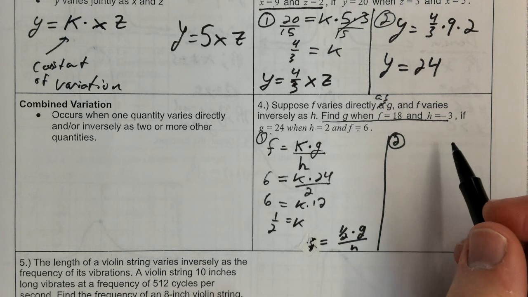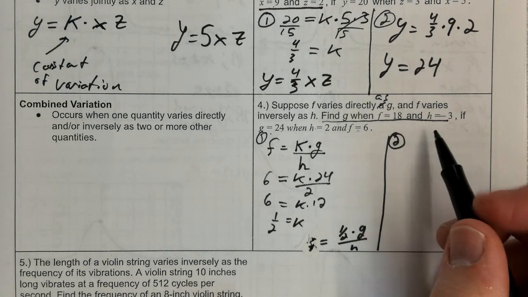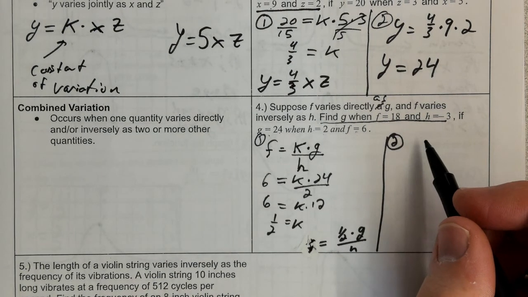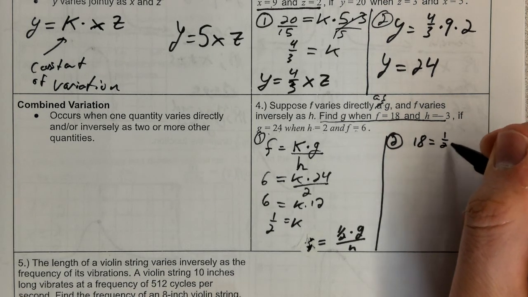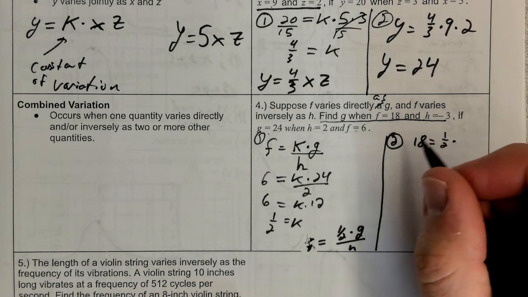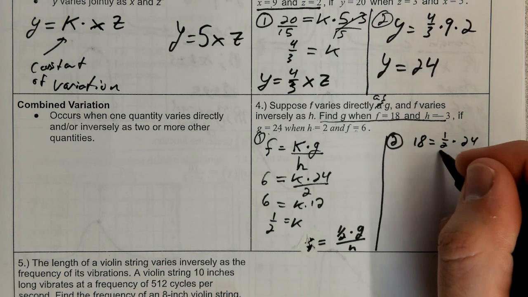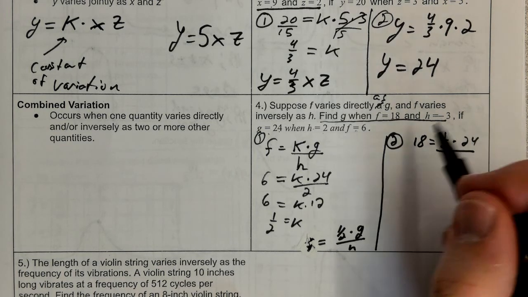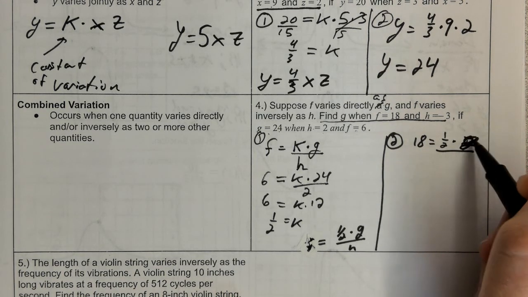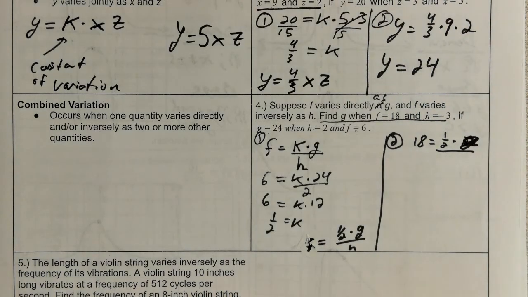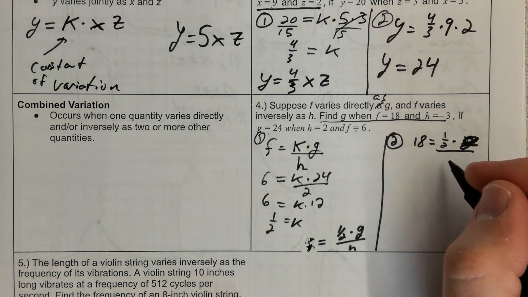F is 18, so I'll plug that in. I get 18 equals 1/2 times G, which is 24, divided by, oh, I'm sorry, I don't know what G is. G is what I'm looking for. And then divided by H, which is -3.